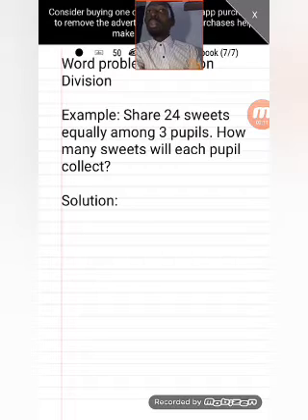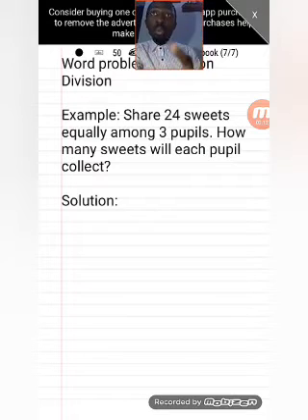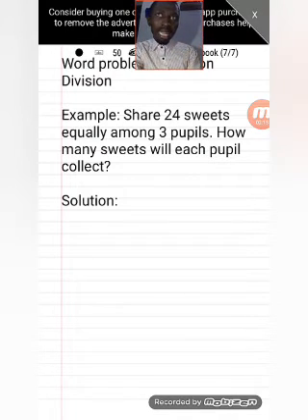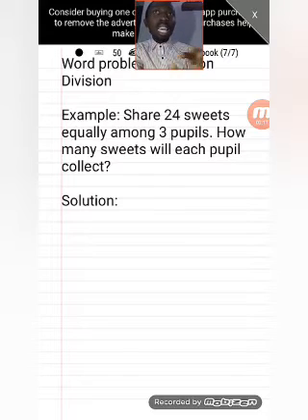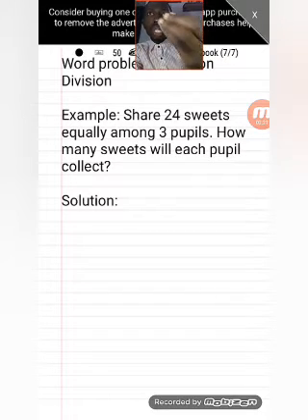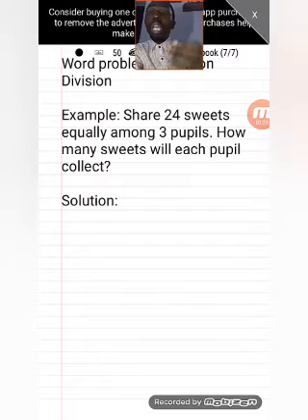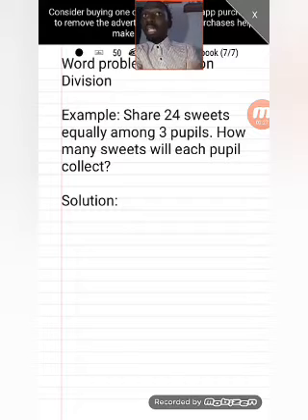Whichever method you use here, the major thing is just show me how you got your answer. Don't just write the answer alone, but show me how you got your answer, like I'm going to do now. Okay, this question says share 24 sweets equally among 3 pupils. How many sweets will each pupil collect? So I can say method 2.